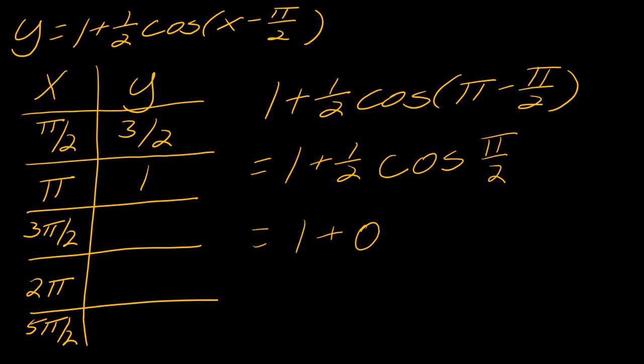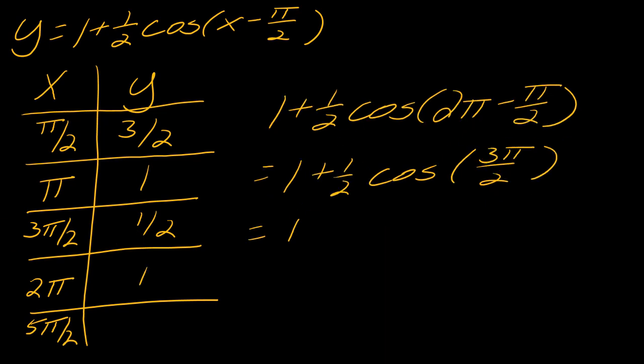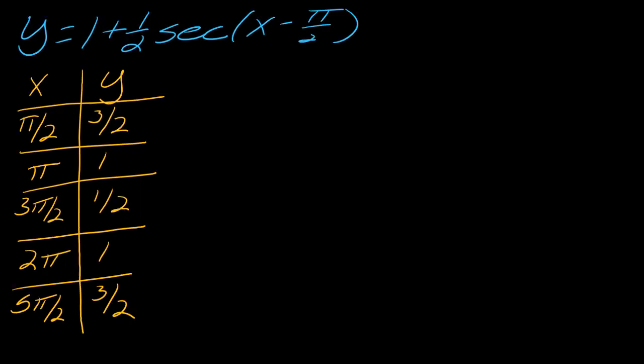Then I can plug in 3 pi over 2, so that'll come out to 1/2. You can see my work here. I'll continue down the line. 2 pi, this will end up being 1, and then 5 pi over 2, so very similar work to what we had here before. So here's the table that I'm going to use as my guide.